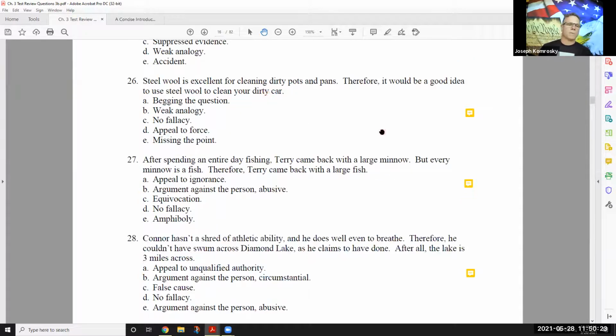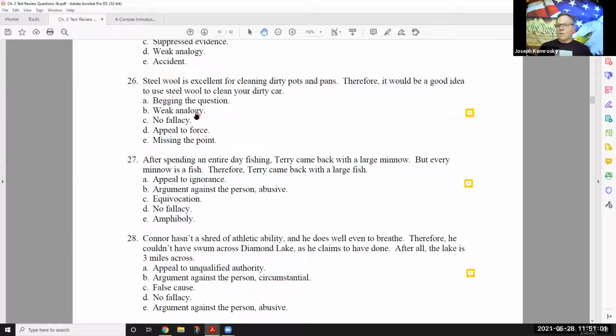26. Steel wool is excellent for cleaning dirty pots and pans. Therefore, it would be a good idea to use steel wool to clean your dirty car. What happens if you use steel wool on your car and your paint job? What happens to your paint? It'll totally come off. Steel wool will take it off. So we're comparing cleaning dirty pots and pans to cleaning a car. We're comparing two things. We're comparing A to B. A has properties X. Oh, sorry. So the answer is a weak analogy.